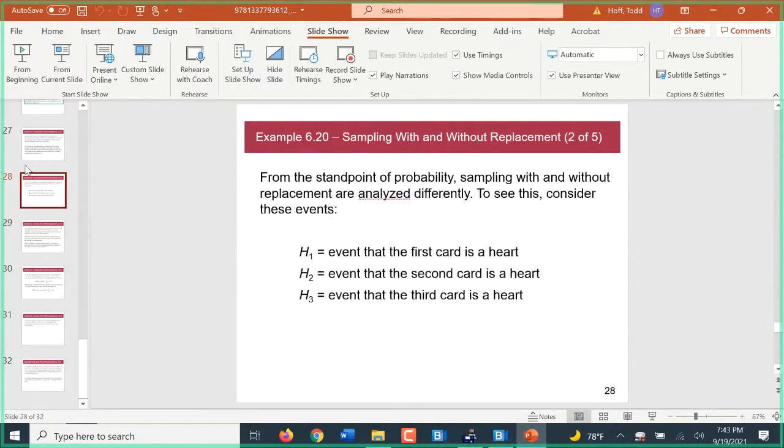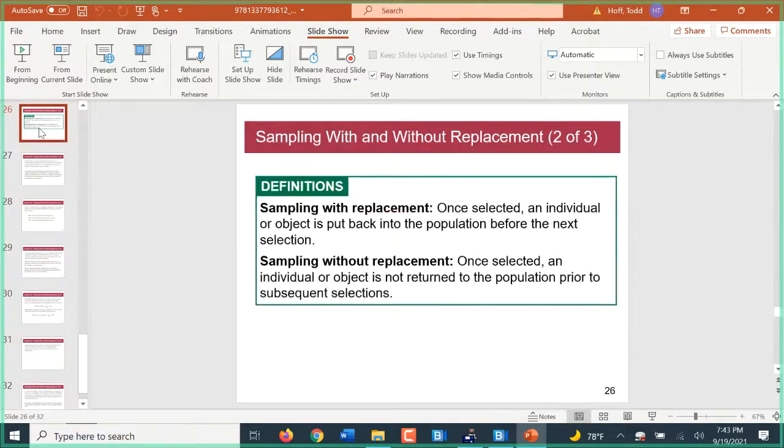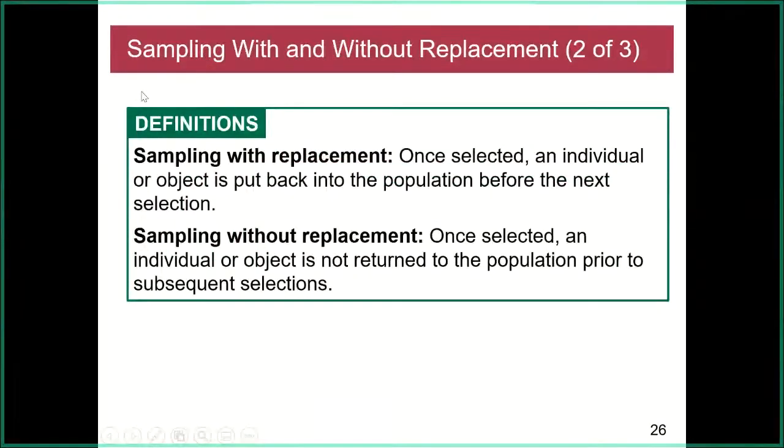I do want to talk about replacement and not replacement here. Sampling with replacement means once selected, the object or the possibility is put back into the sample space, into the population, before we draw the next one. Think of this as drawing marbles out of a box. If you have 3 red and 2 blue marbles in a box, and I draw out 2 marbles, and I want to know the probability both of them are red, the first one is going to be 3 out of 5.